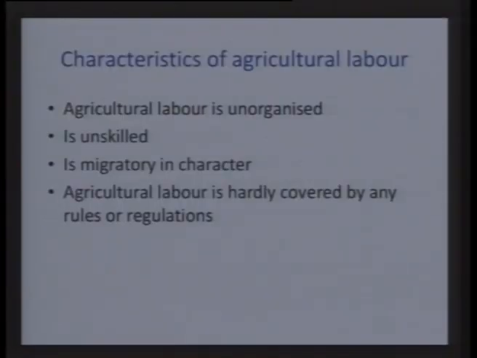So they are migratory in nature. Agricultural labor is hardly covered by any rules or regulations. So this is another important factor, that since they are unorganized, the rules and regulations, even though they are framed, it is very difficult to enforce. So the enforcement is also difficult. There is a difficulty in framing rules and regulations, and once it is framed, it is very difficult to enforce also. So these are the characteristics of agricultural labor which differentiates it from the industrial worker.